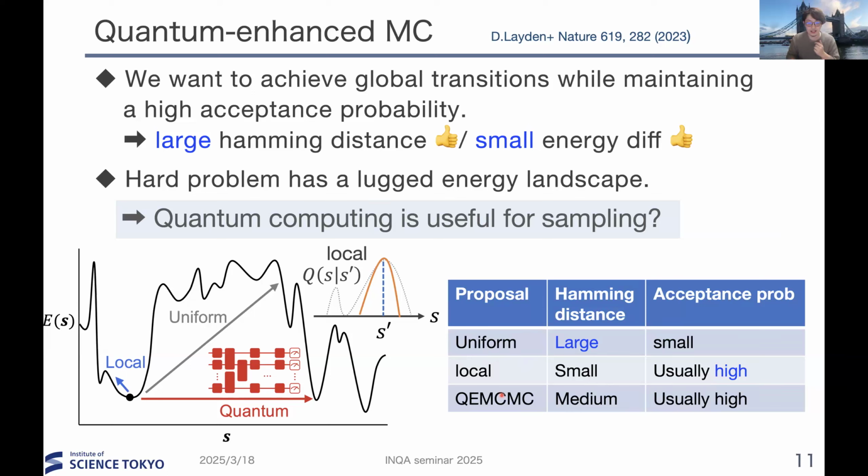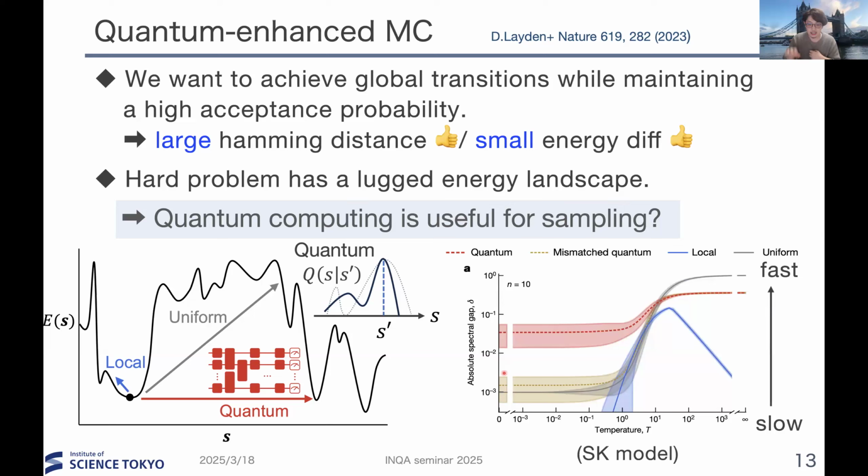For the quantum enhanced Monte Carlo, in this case, if this distribution is reflected on the target one, through the local minima by using quantum effect, the quantum enhanced Monte Carlo generates a medium Hamming distance, and with a small energy difference, it leads to a high acceptance probability.